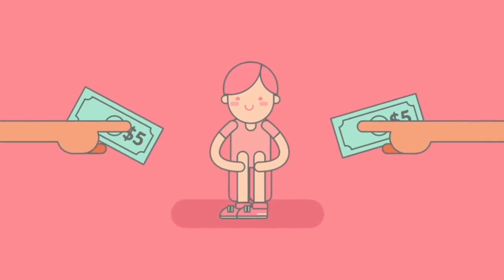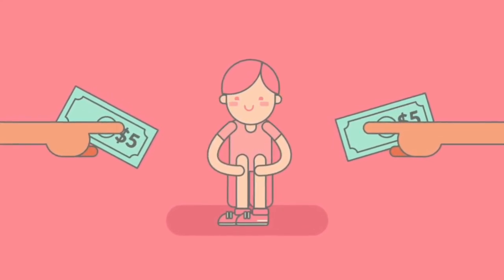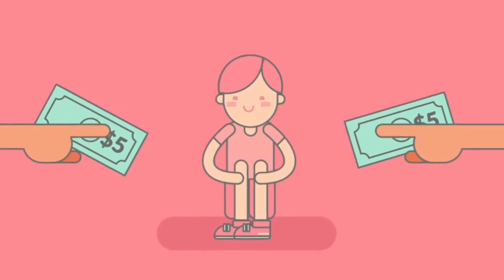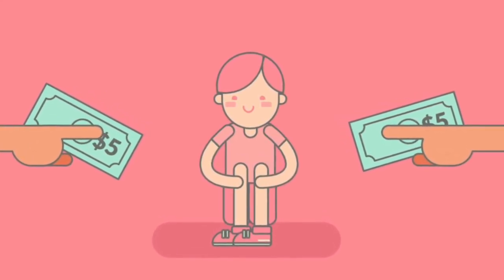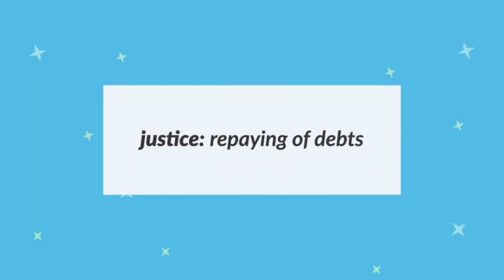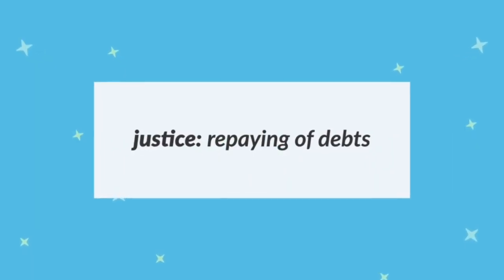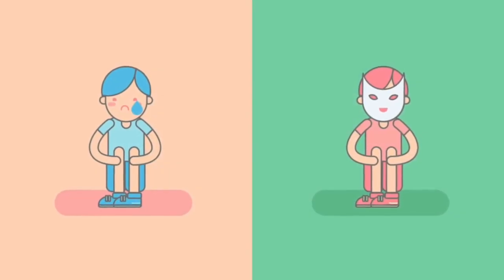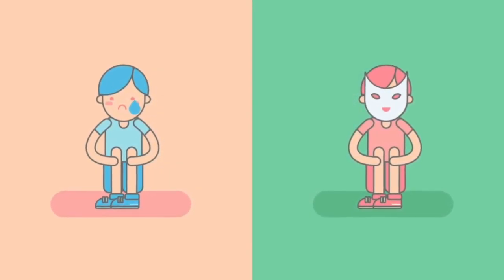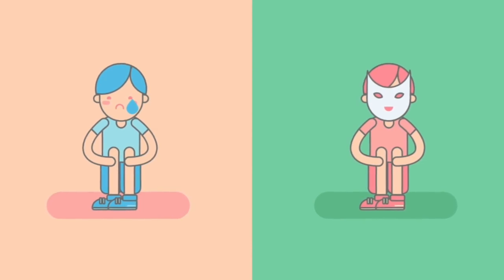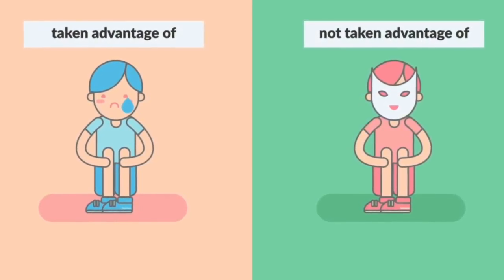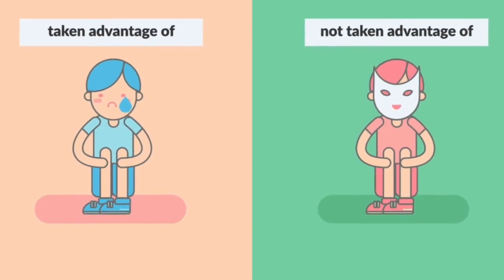The criminal must repay the debt they acquired by taking advantage of the victim. I'm not saying this is what justice means, but this is the way many people understand justice. And this definition is important in the next part of this video. So what does it mean to play the victim? What separates a genuine victim from someone playing the victim? A genuine victim was actually taken advantage of, but someone playing the victim wasn't.